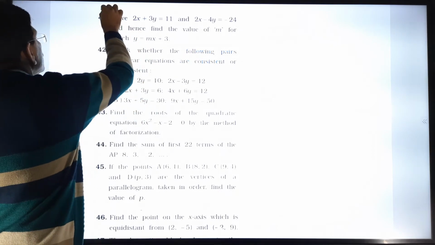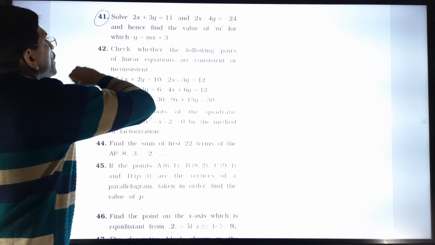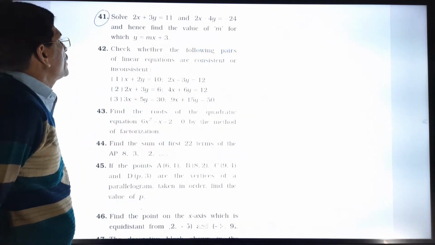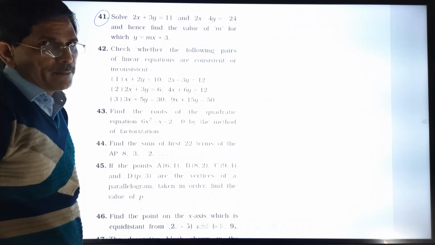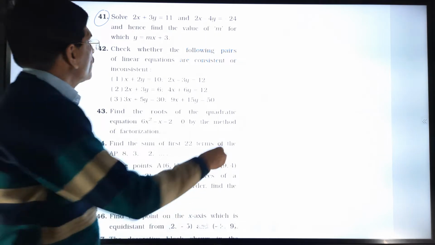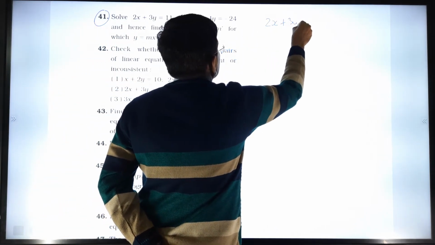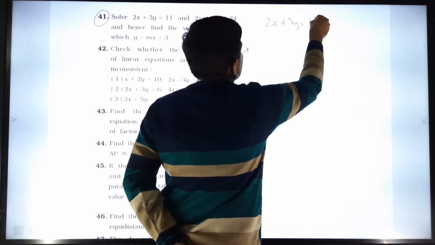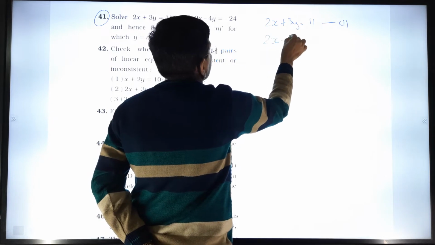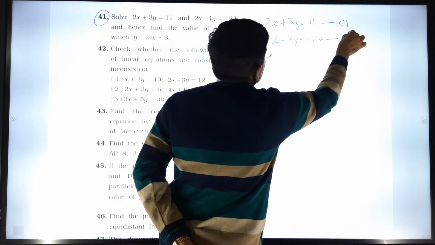Now question number 41. Solve 2x plus 3y is equal to 11 and 2x minus 4y is equal to minus 24, and hence find the value of m for y is equal to mx plus y. So first of all I am writing the equations: 2x plus 3y is equal to 11, that is equation number 1, and 2x minus 4y is equal to minus 24, that is equation number 2.